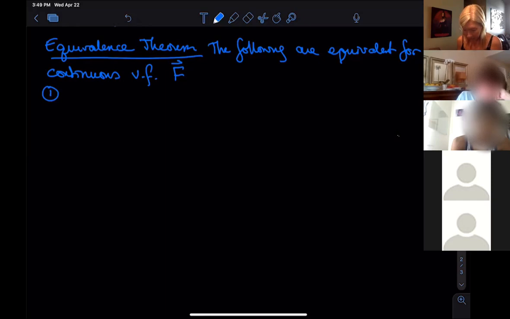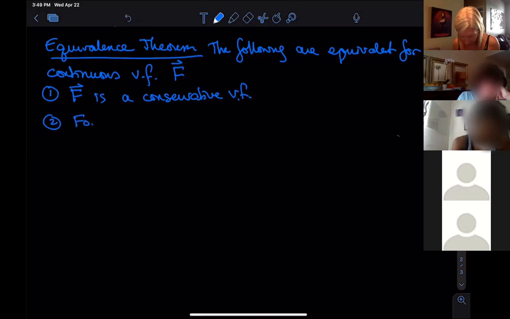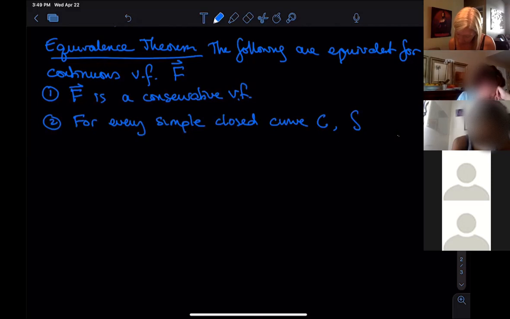So one of the conditions that may or may not be true about a vector field is that F is conservative. F is a conservative vector field. That's one condition. So that's equivalent to, for every simple closed curve, the line integral around C... Wow, let's think about this. Maybe we can figure out what this is.